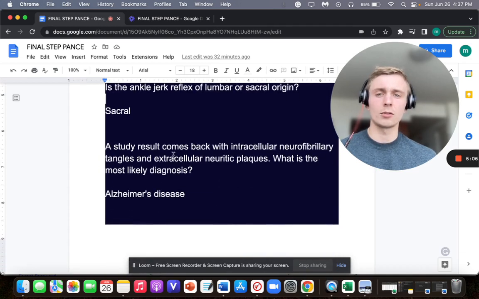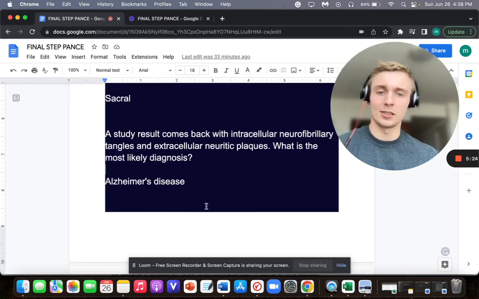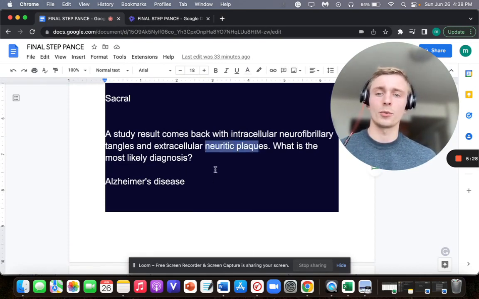A study result comes back with intracellular neurofibrillary tangles and extracellular neuritic plaques. What is the most likely diagnosis? That's going to be Alzheimer's disease. So always associate neurofibrillary tangles and neuritic plaques with Alzheimer's disease.